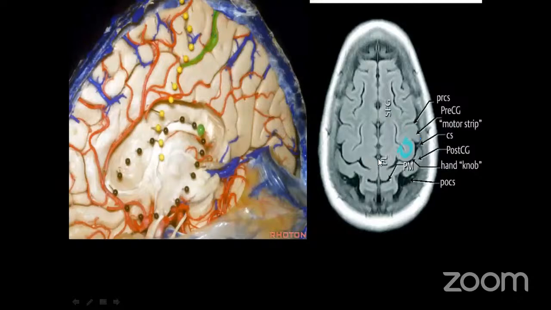So this is the concept I was talking about previously. This is the ascending ramus of the cingulate sulcus that is known as the pars marginalis. On an axial cut of MRI, this is the pars marginalis. This is a commonly tested examination question in which they ask you to localize the central sulcus on the basis of an axial cut of MRI.